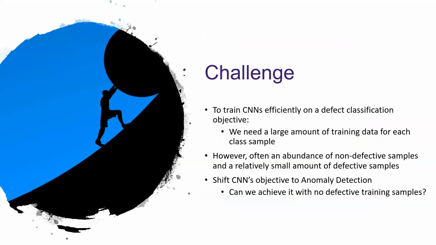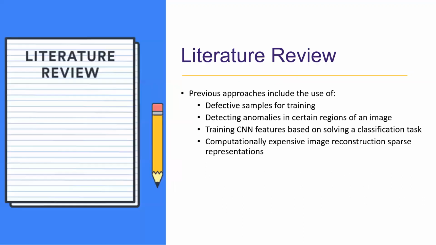However, with well-optimized processes, there is often an abundance of non-defective samples and a relatively small amount of defective samples. To address this data imbalance challenge, the training objective can be shifted from defect classification to anomaly detection, ideally eliminating the need for any defective samples for training. So, can we actually achieve anomaly detection with no defective training samples?